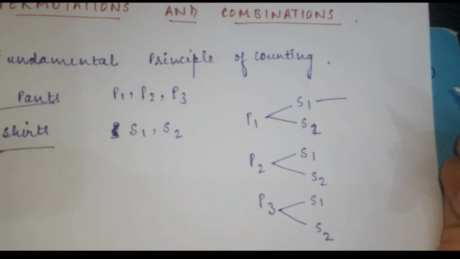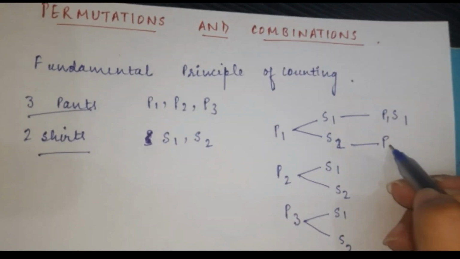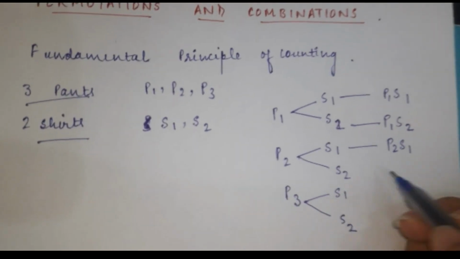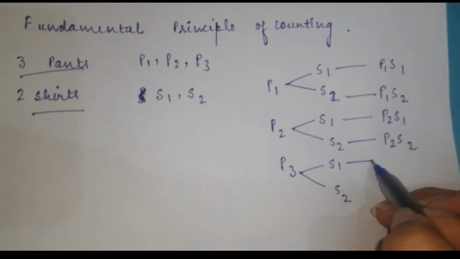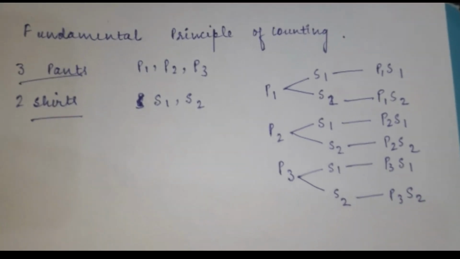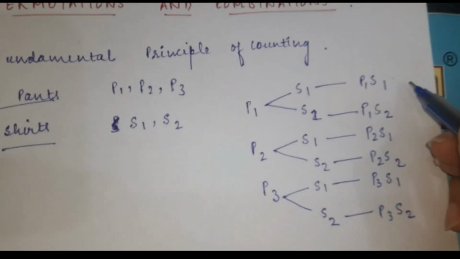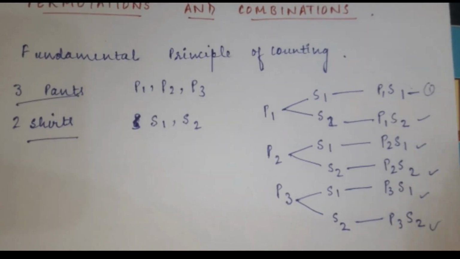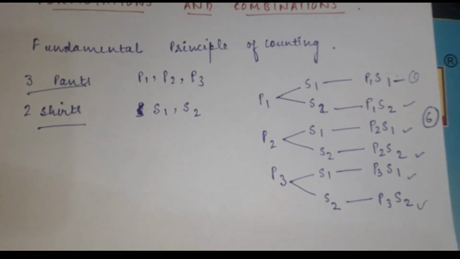So the possible pairs I have are P1 S1, P1 S2, wearing pant 1 with shirt 2, and P2 S1, wearing pant 2 with shirt 1, P2 S2, wearing pant 2 with shirt 2. Similarly here P3 S1 and P3 S2. So these are the possible cases of wearing 3 pants and 2 shirts. The total number of cases here are 1, 2, 3, 4, 5 and 6. So there are 6 possible cases for wearing pant 1, 2 and 3 with shirt 1 and 2.